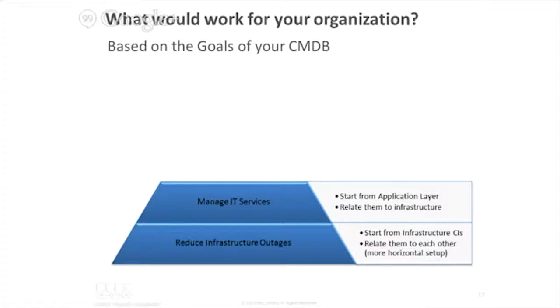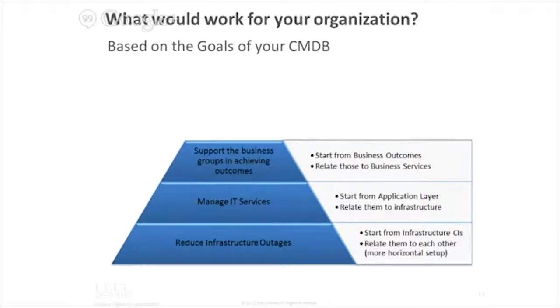Relate them to infrastructure. If it's supporting the business groups in achieving the outcomes, in doing what they want to do, start from business outcomes. And credit goes, in this case, to Mark Kawasaki and Farah Ramdullah, who came up with this concept in TFT12. I saw their presentation, and that's what gave me the idea to think about this. If you're really talking about supporting the business groups in achieving their outcomes, then you start from business outcomes. You think about business outcomes and how business services can support those business outcomes.